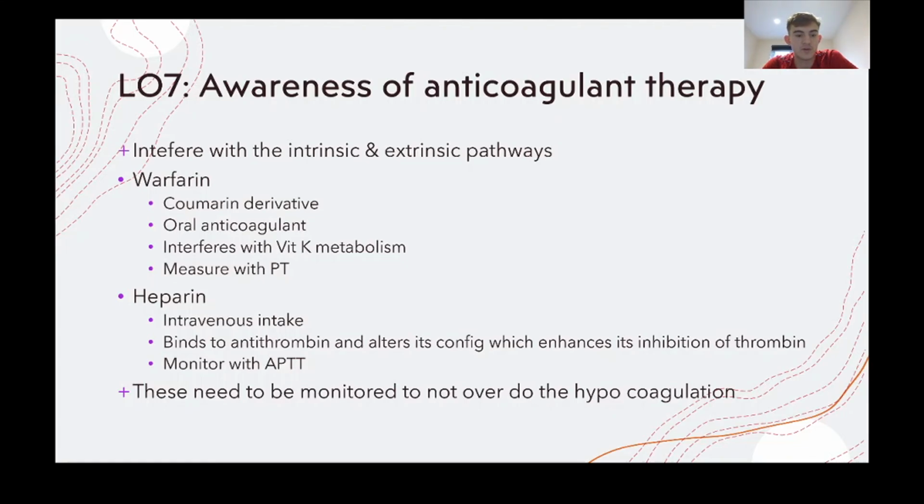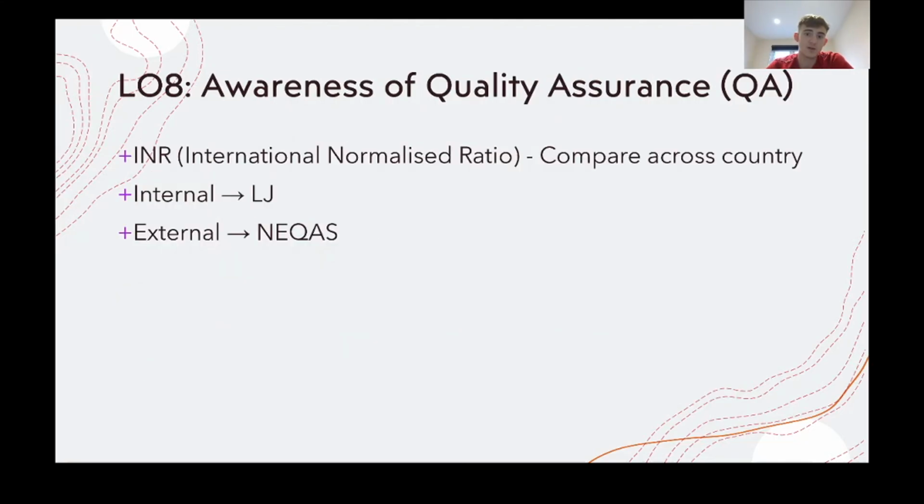Then we also have heparin, which is an intravenous intake and binds to antithrombin and alters its configuration, which enhances its ability to function, and we can measure that with APTT. And both of these need to be measured so the patient doesn't hit a hypocoagulable state. So lastly, we need to be aware of the quality assurance. Basically, we've got the INR. So we take our patient clotting time and we divide it by the international normal clotting time, and that gives us a ratio, and we can compare across the country.